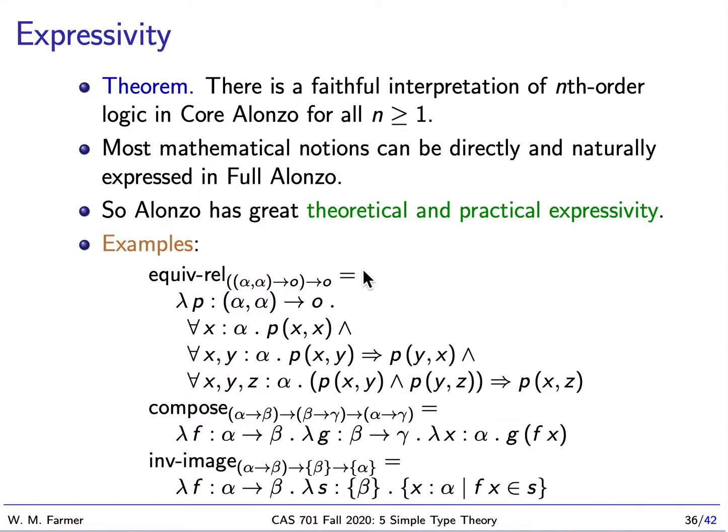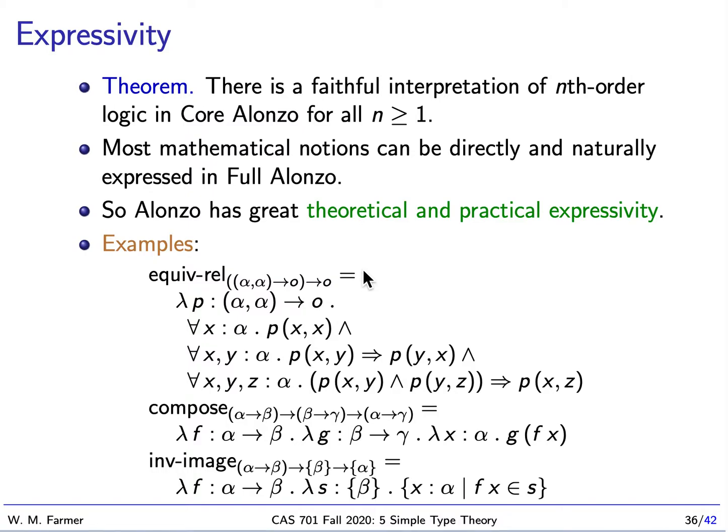Now the other thing I want to say is that what I'm going to try to show a little bit today is that most mathematical notions can be directly and naturally expressed in full Alonzo. This is one of the virtues of full Alonzo. We can express mathematical ideas naturally and directly. So Alonzo has great theoretical as well as practical expressivity. Theoretical expressivity is what you can express in any way. Practical expressivity is what you can express in an easy, direct, readily done way.